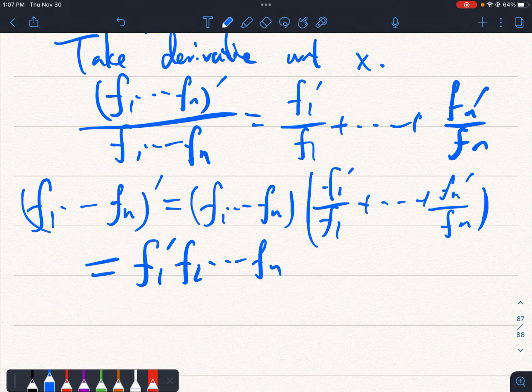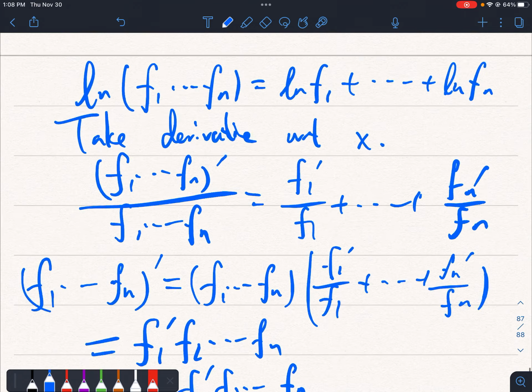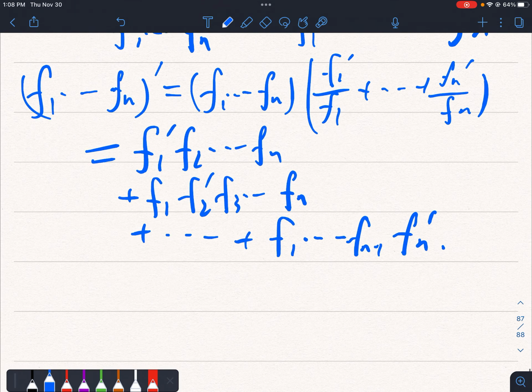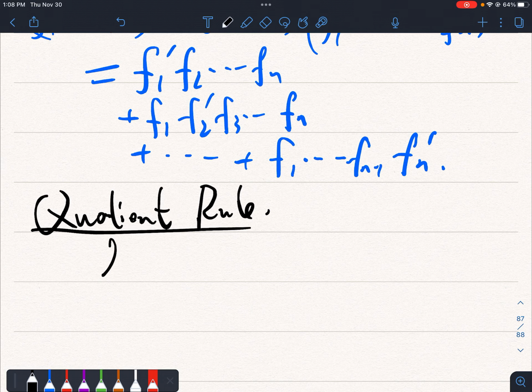So by using this trick of log differentiation, you prove it without pain that this is equal to f1 prime times f2 all the way up to fn plus f1 times f2 prime f3 all the way up to fn, and then the last term is f1 up to fn minus 1 and then times fn prime. And then using the same trick, you can actually deduce a stronger formula. For example, you can prove in the same way the quotient rule. Okay, so let's prove the quotient rule.